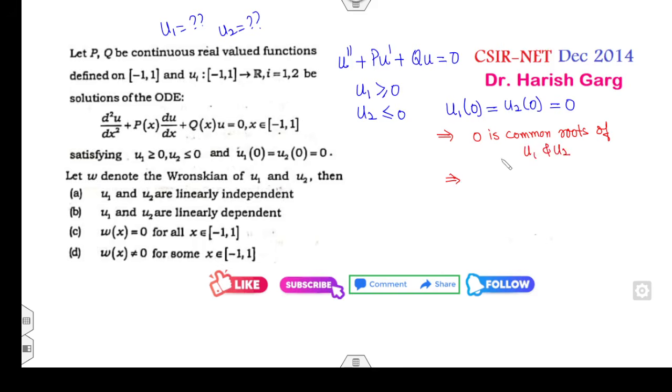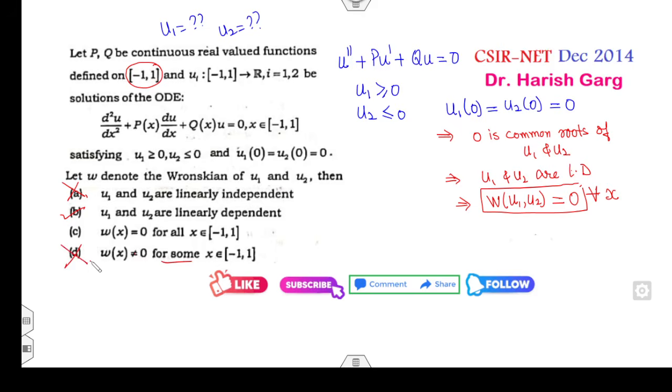If 0 is the common root, that means u1 and u2 are LD. Fine. If they are LD, that means the Wronskian between u1 and u2 must be 0. Fine. So we will see. First of all, they are LD. Second option is correct. First option wrong. Wronskian is 0 for all x. What is the x? Domain क्या? -1 to 1. He said non-zero for some. That's wrong. So B and C are the right answers.